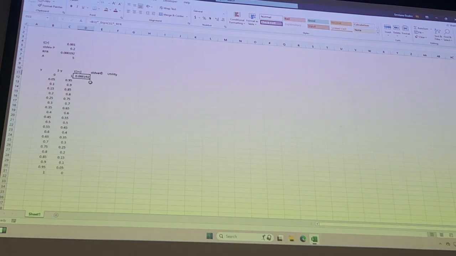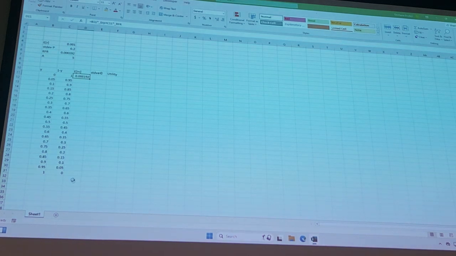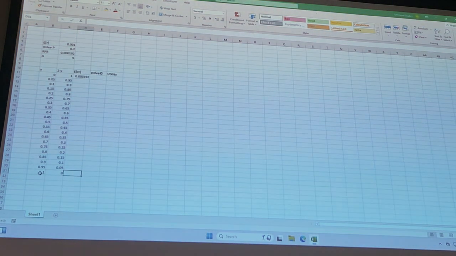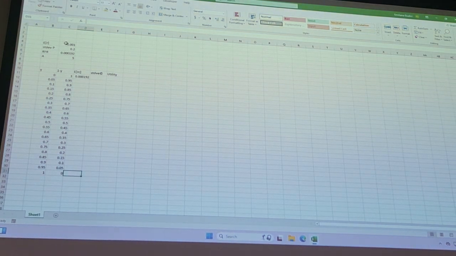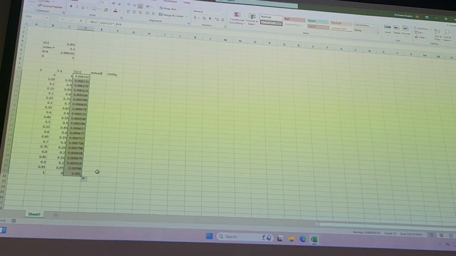So let's see if it makes sense. If I invest nothing in the risky asset, I'm essentially investing everything in the risk-free asset, so the return of my portfolio is going to be the same as the risk-free rate. What should happen here? I'm only investing in the risky asset, so I should get this number right here. Yeah? Let's try. Worked.